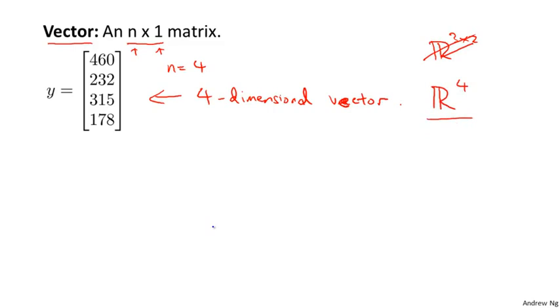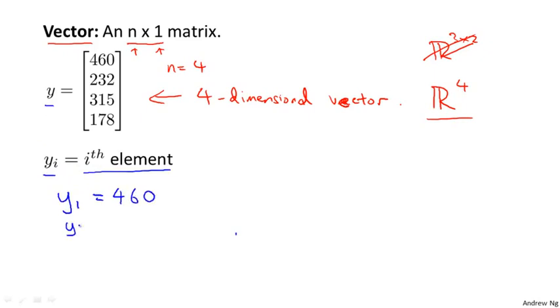Next, let's talk about how to refer to elements of the vector. We're going to use the notation yi to refer to the ith element of the vector y. So if y is this vector, y subscript i is the ith element. y1 is the first element, equal to 460. y2 is the second element, 232. y3 is equal to 315, and so on. Only y1 through y4 are defined because this is a 4-dimensional vector.